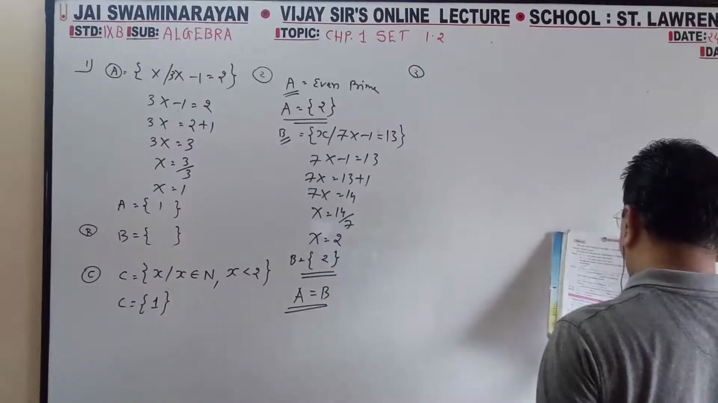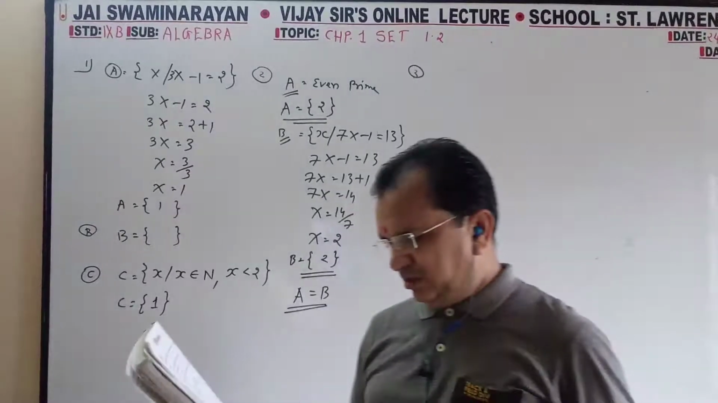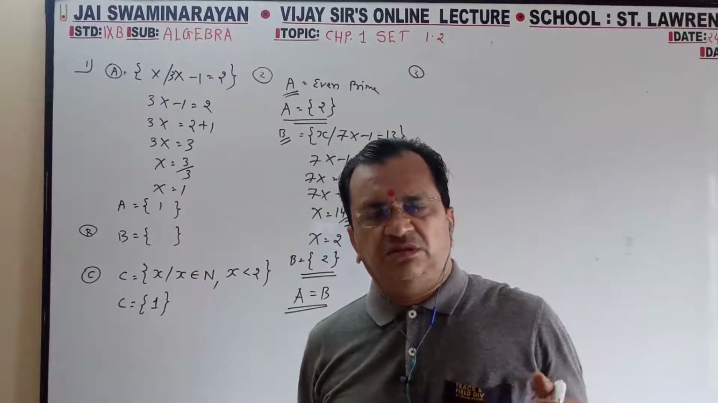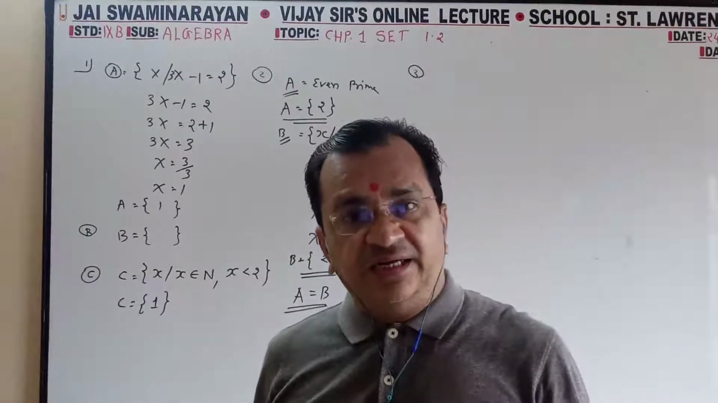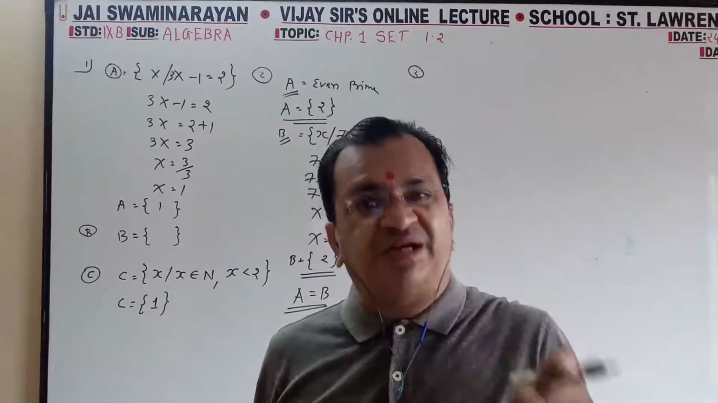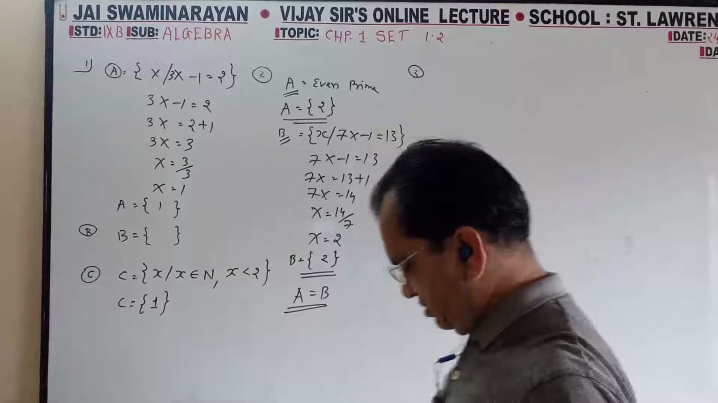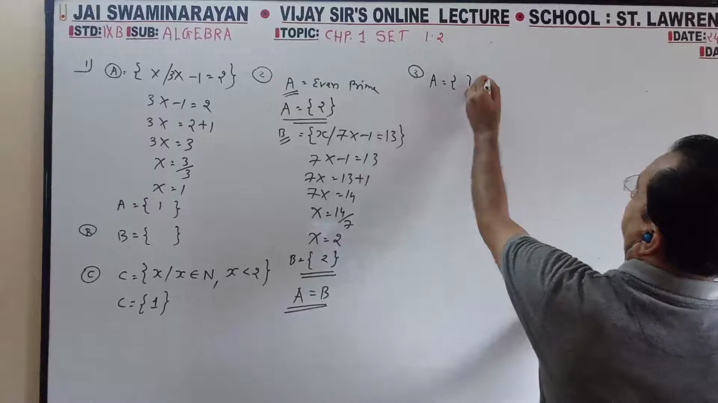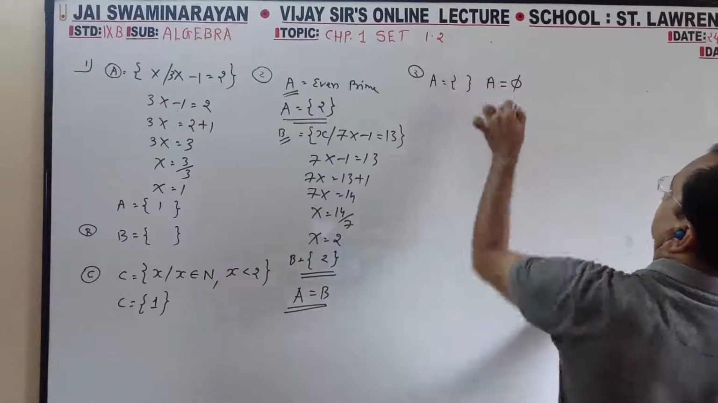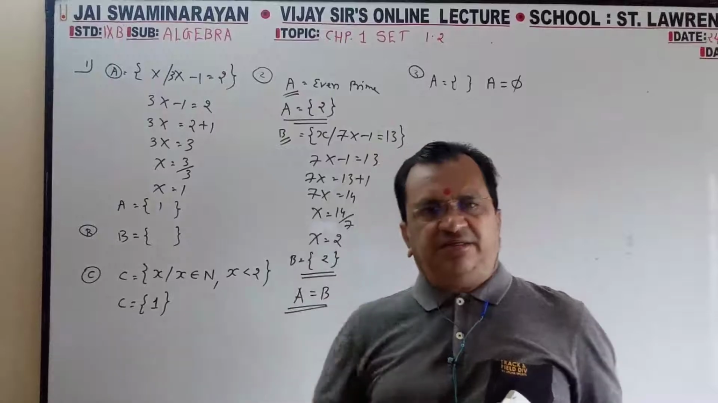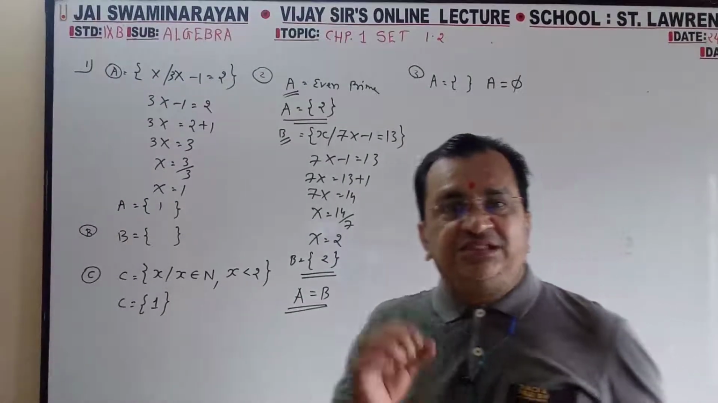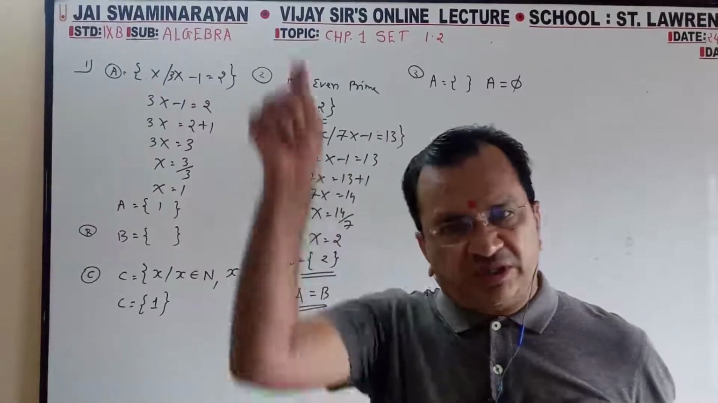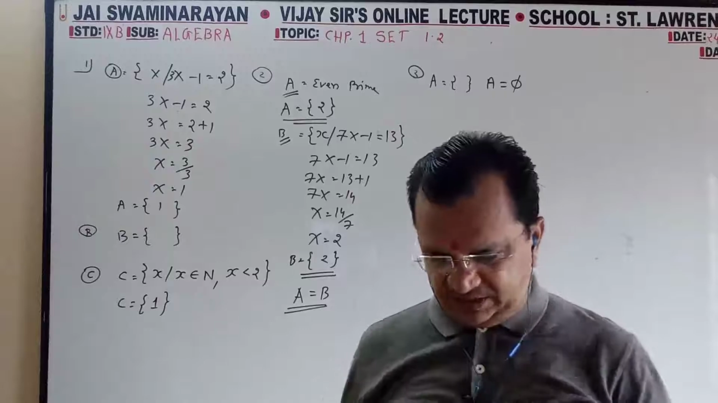Which of the following are empty? A: x is a natural number and less than 0. 0 itself is not a natural number, and they want less than 0 but natural. Less than 0 natural, not possible. So A will be empty. You can write this, or you can write the symbol. What is the meaning of that symbol? 0 itself is one element, so not a 0. So 0 cancel, even not a 0, so it is empty.